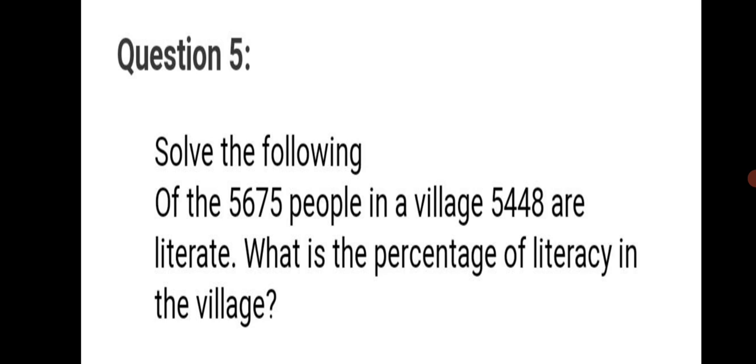Question number 5. Of the 5,675 people in a village, 5,448 are literate. Literate means educated. What is the percentage of literacy in the village? So let's see the percentage. We will have to form the equation: 5,448 upon the total 5,675 is equal to, we will have to find the percentage, x upon 100, because we want to find the percentage.